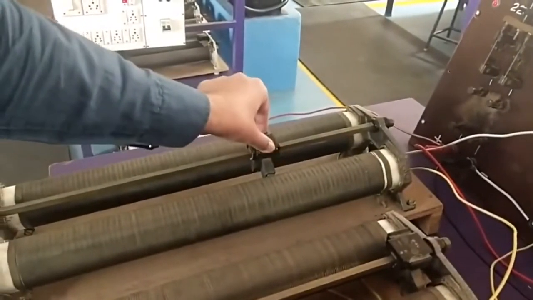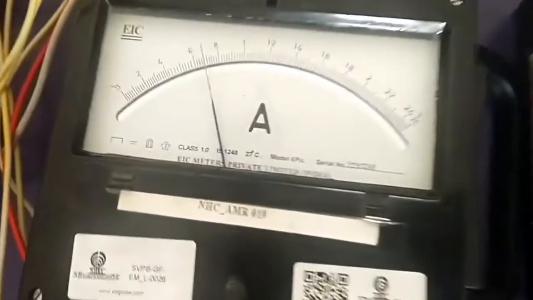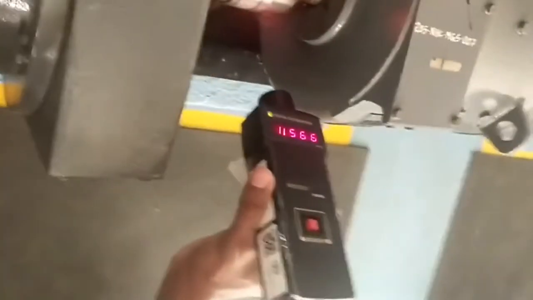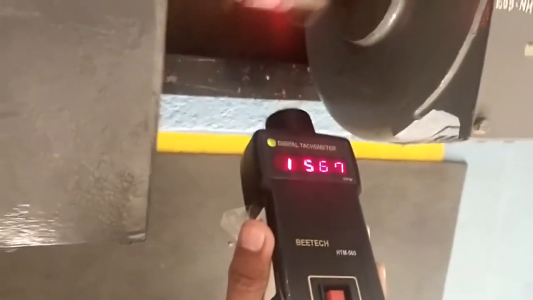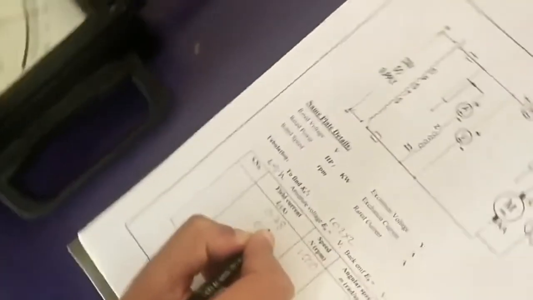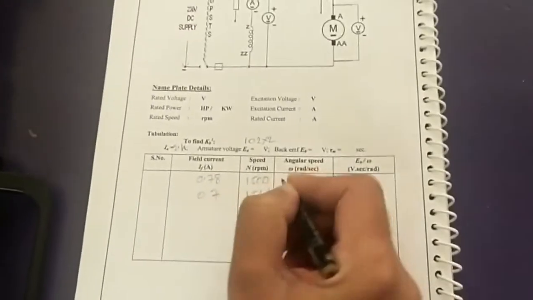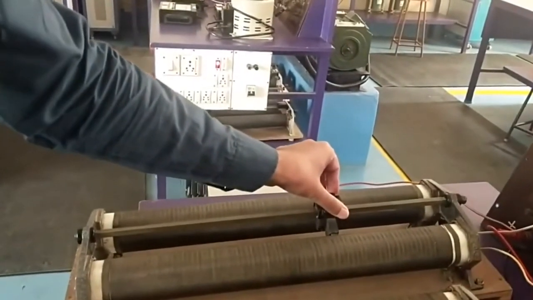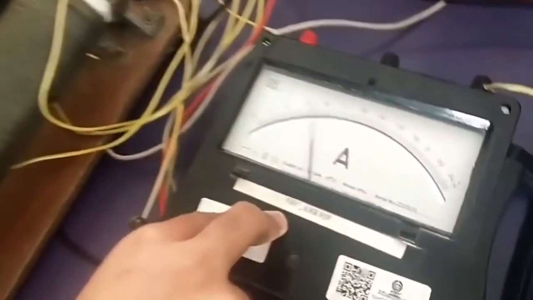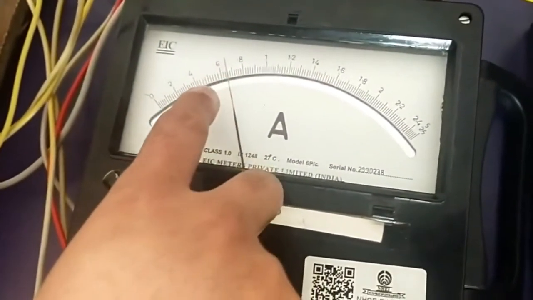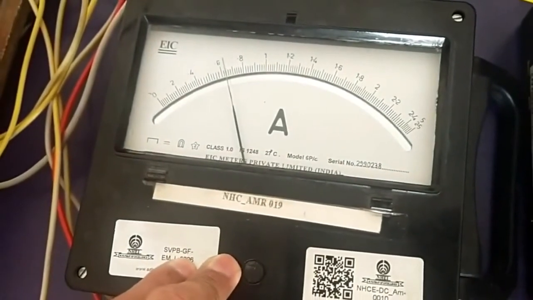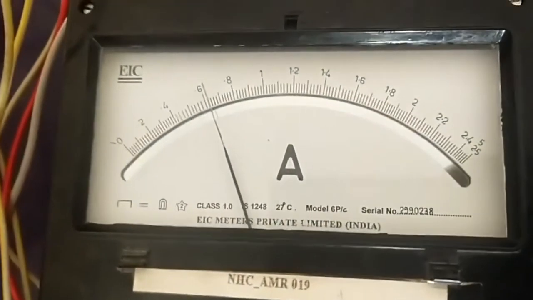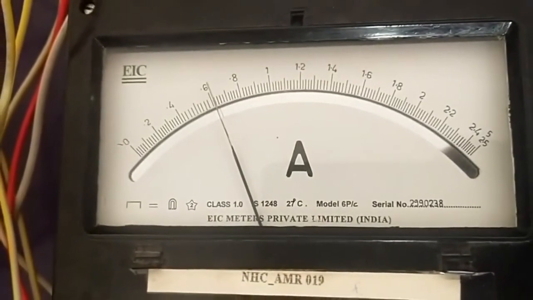Now the current is 0.7, and with respect to it the speed we are getting is 1566. Next, you need to increase the speed, which means we are reducing the current value. Previously we placed 0.7; now we are placing 0.6 amperes. By varying the field rheostat, we are adjusting the field current to 0.6 amperes.